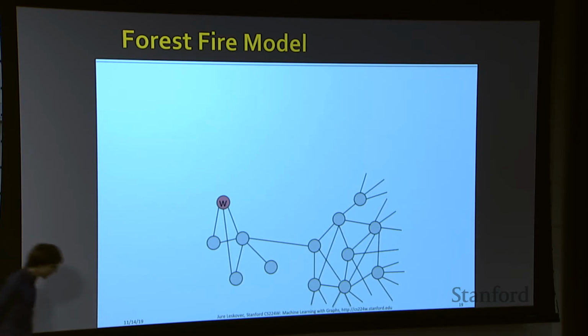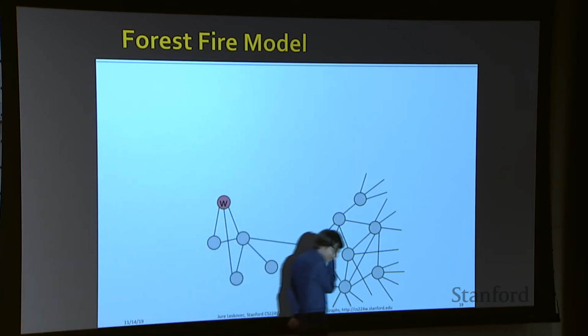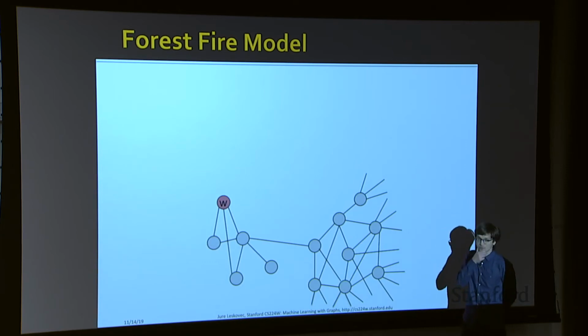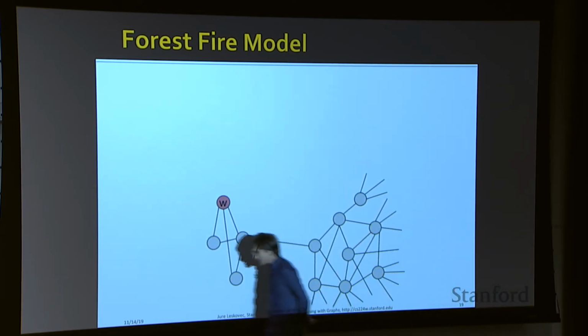All right. So here's the model that allows you to empirically generate networks with these types of properties. The model is called the forest fire model. And the idea is the following.